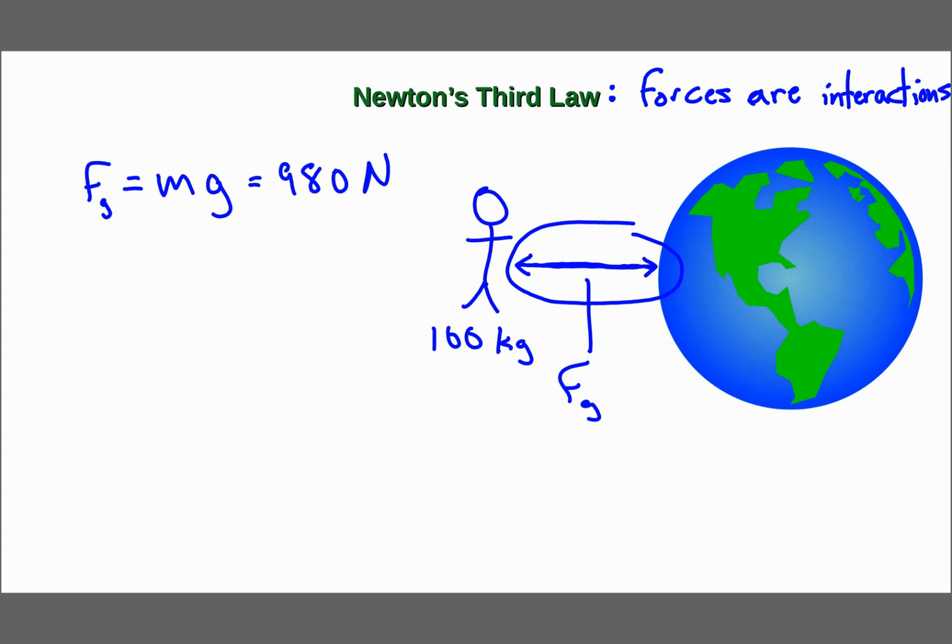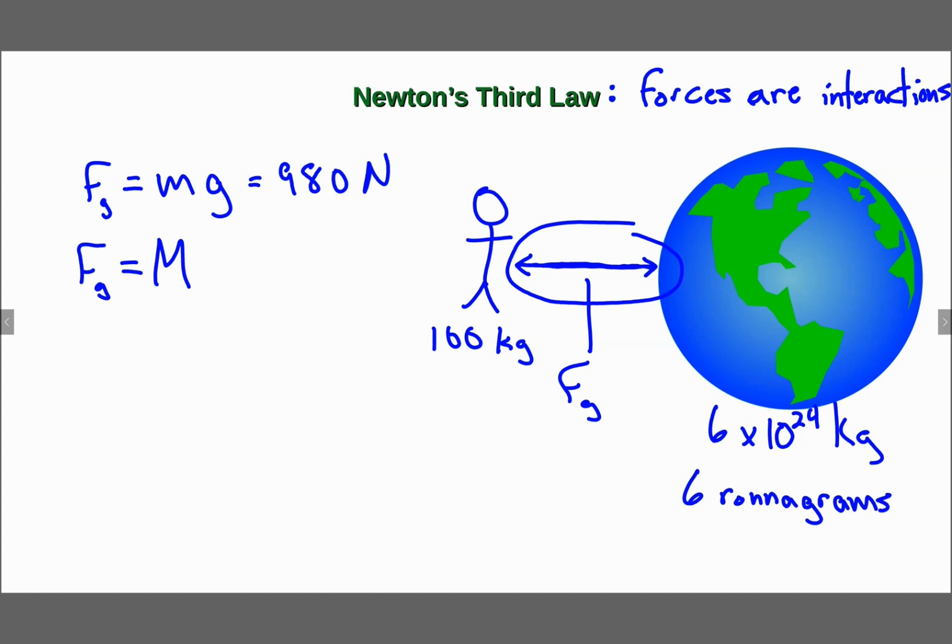So let's look at Newton's second law again, okay? If we know Fg, it's this 980 newtons, well, what about if we look at the object of the Earth instead of looking at me? Well, now m, I'll use big M here for the Earth, is different than it was for me. It's not 100 kilograms. The mass of the Earth is 6 times 10 to the 24 kilograms, okay?